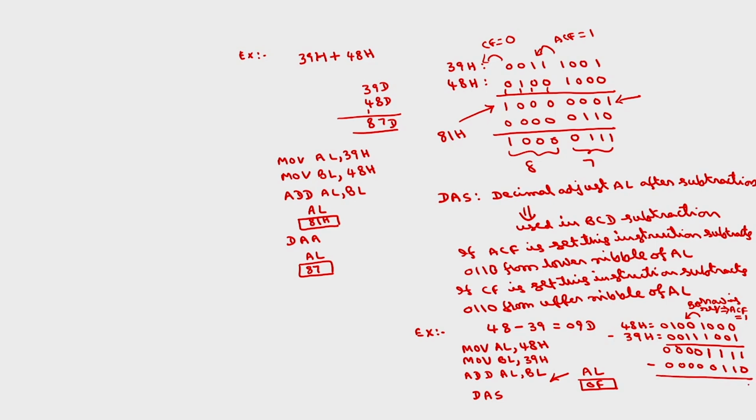So if I subtract, 1 minus 0 is 1, 1 minus 1 is 0, 1 minus 1 is 0, 1 minus 0 is 1, 0 0 0 0. So what will this be? 09, this is the correct result. After this DAS, AL will contain the BCD subtraction result, which is 09. This is how we can perform the BCD addition and BCD subtraction using DAA and DAS.